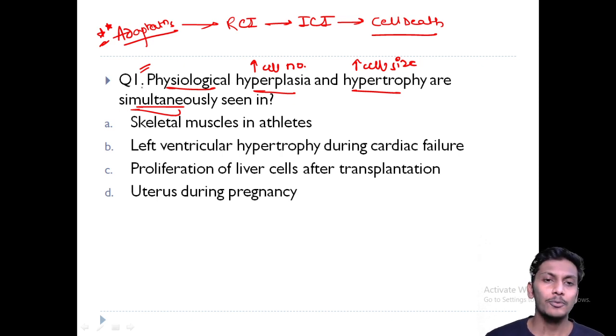So what have they asked here? They have asked which is an example of physiological hyperplasia along with hypertrophy. So let's see. Option A states skeletal muscle in athletes.